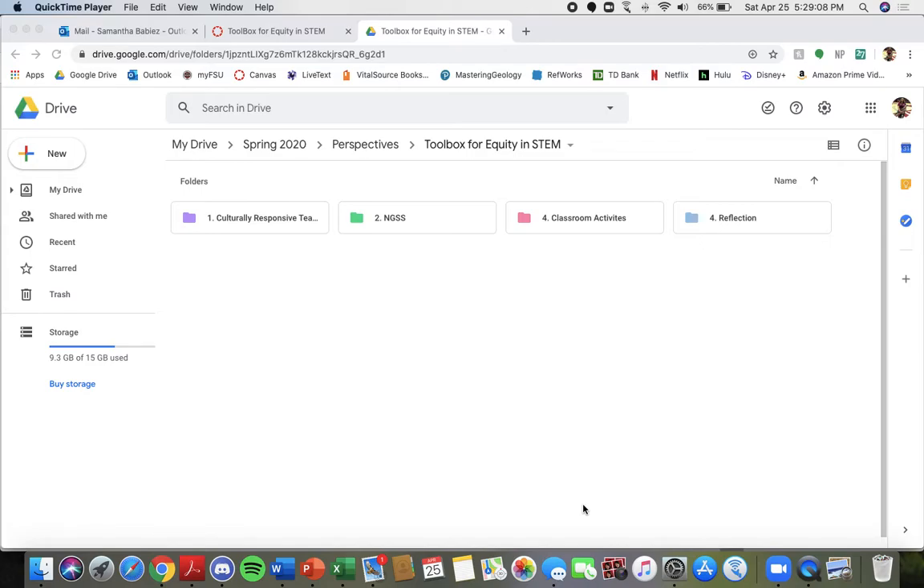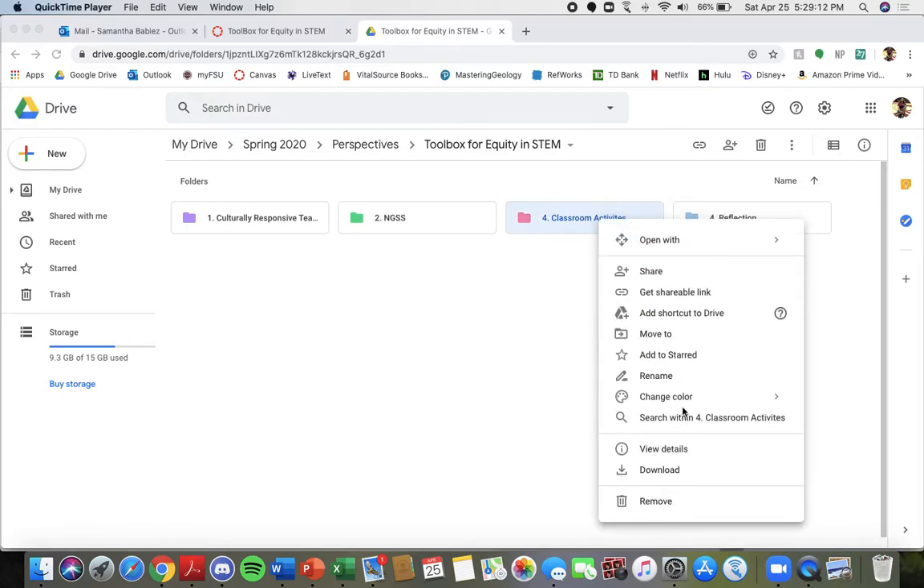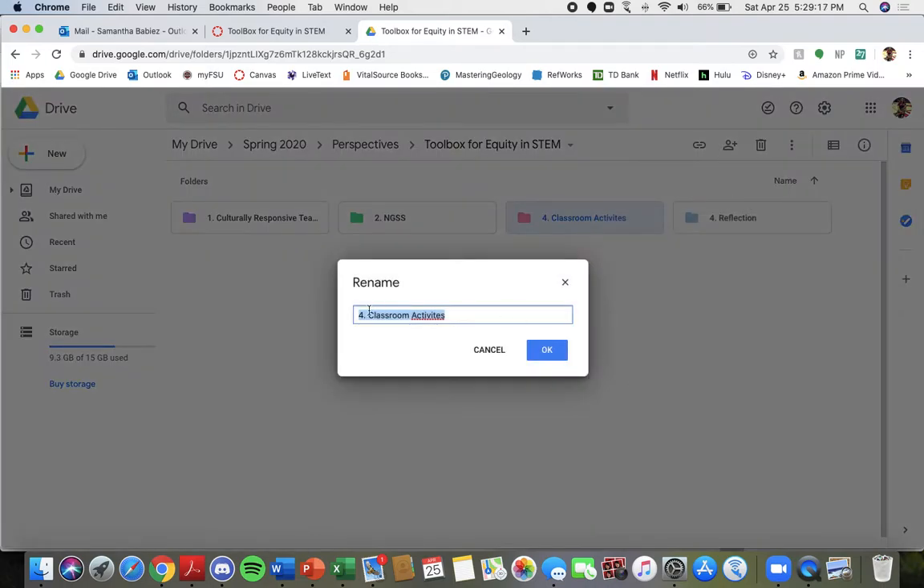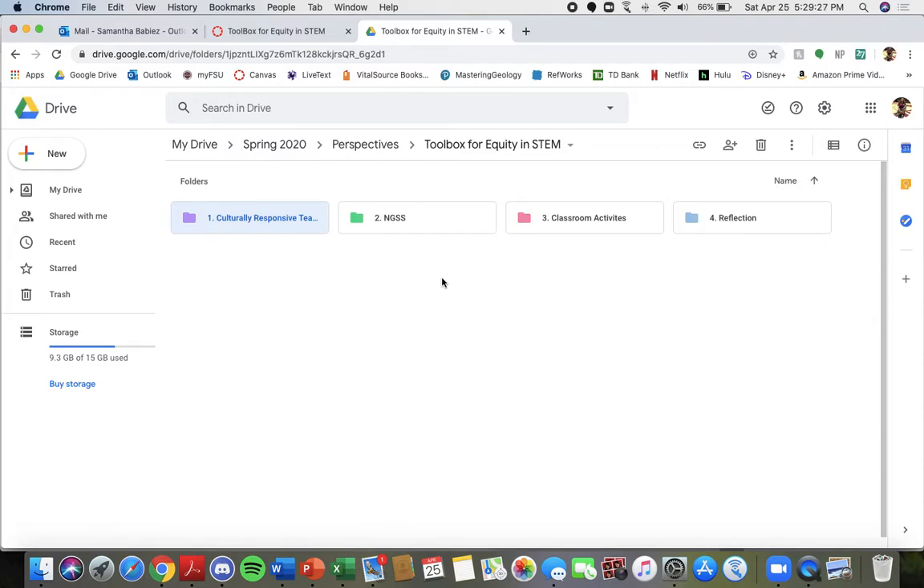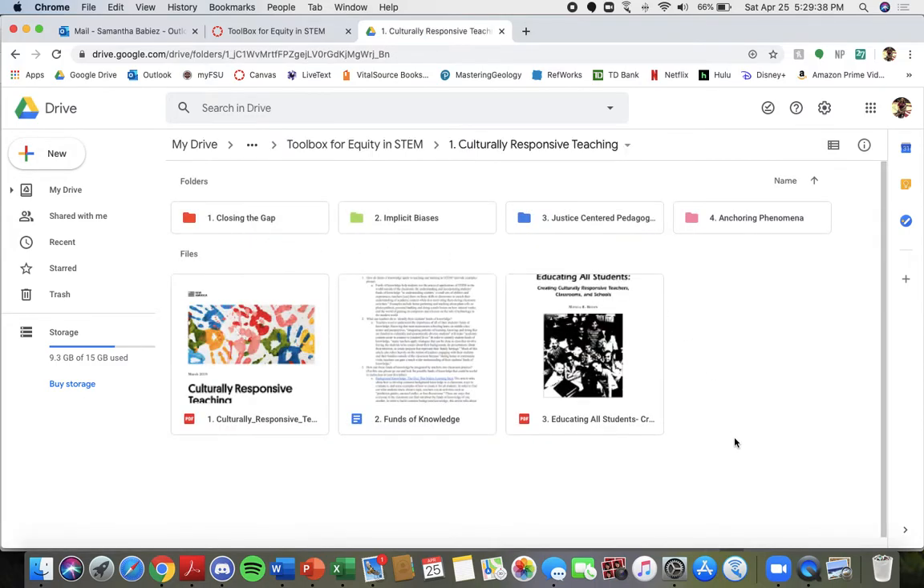So I have divided my toolbox into 4 different folders, and this one here seems to have been labeled incorrectly, so this should be classroom activities as number 3. But we've got 4 different folders. The first one is culturally responsive teaching. Second one is next generation science standards. Third one is classroom activities, and the fourth one is reflection. So we'll go ahead and start with the culturally responsive teaching folder.